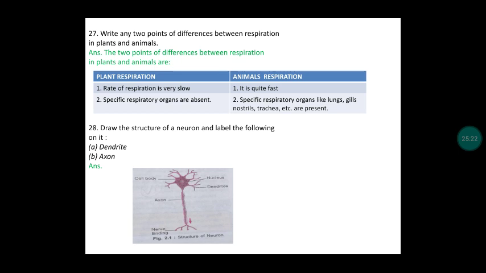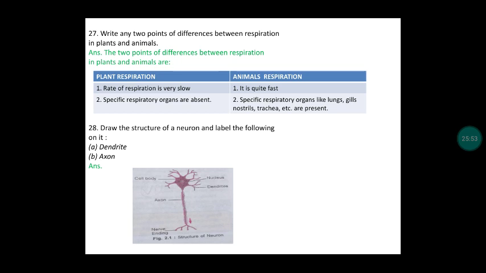Write any 2 points of difference between respiration in plants and animals. The 2 points of difference between respiration in plants and animals are: in plants, the rate of respiration is very low, but in animals, the rate of respiration is fast. In plants, the specific respiratory organs are absent, but in animals, the specific respiratory organs are present, like lungs, gills, nostrils, trachea, etc.